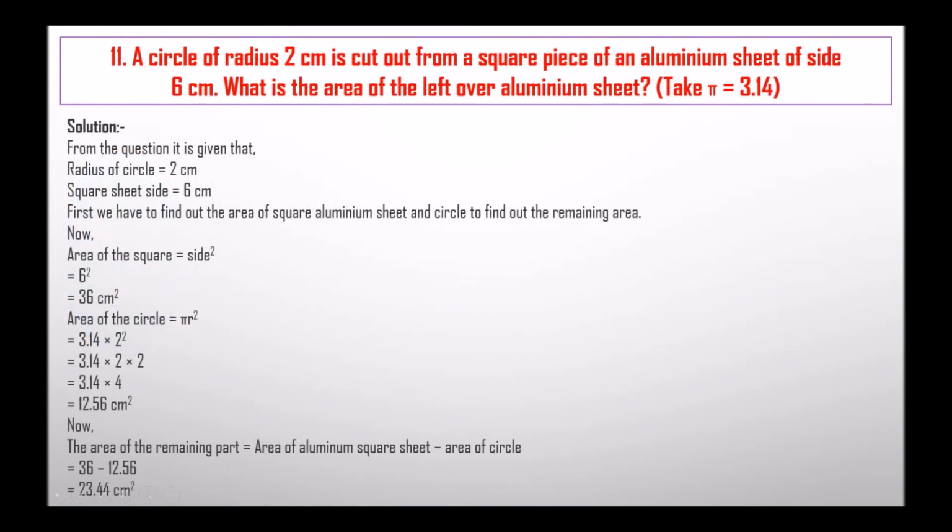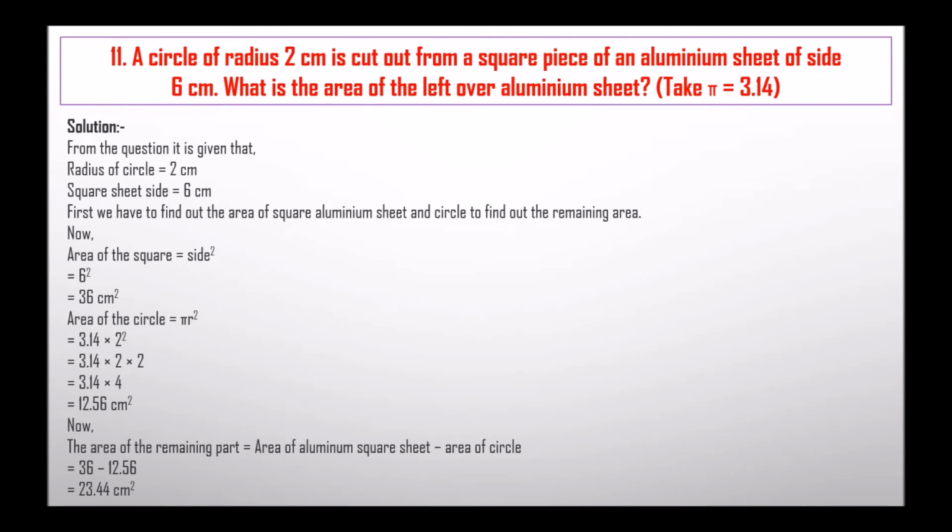Question 11. A circle of radius 2 centimeter is cut out from a square piece of an aluminium sheet of side 6 centimeter. What is the area of the leftover aluminium sheet? Take pi equals 3.14. Radius is given 2 centimeter, square sheet is given 6 centimeter. First we have to find out the area of the square aluminium sheet and circle to find out the remaining area. So area of the square equals side square, that is 6 square, that is 36 centimeter square.